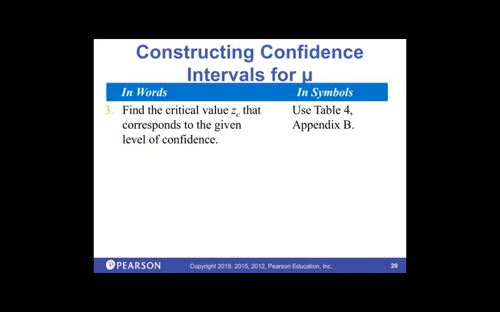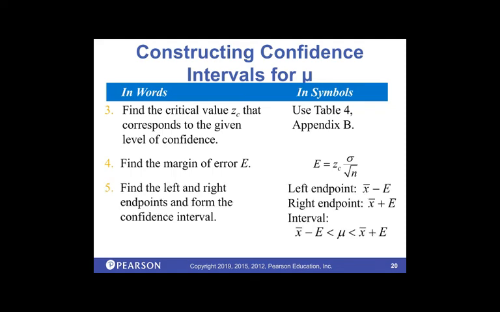Find the critical value that corresponds to the given level of confidence. Use table 4 in appendix B. Find the margin of error, which is going to be the critical z value times the population standard deviation divided by root n. Find the left and right endpoints to form the confidence interval. Okay, so we're going to say x bar minus the margin of error and x bar plus the margin of error E, basically.